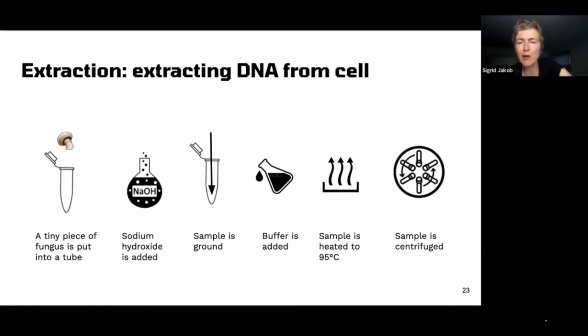And then when you've done all that, you've cooked it for about 10 minutes in a thermocycler, you're going to put it into a centrifuge. And what happens there is all the cell debris falls to the bottom of your tube and the DNA floats to the top. So that's your extraction.